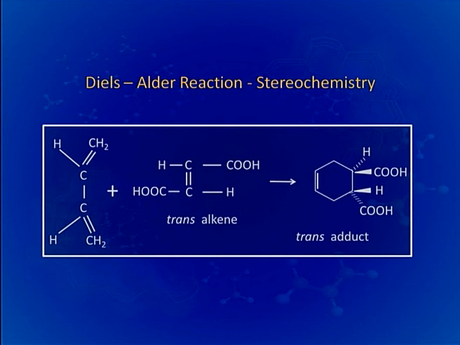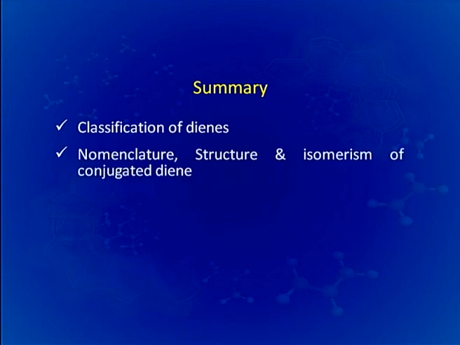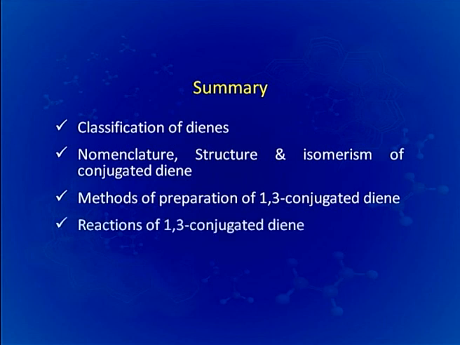So, now we have discussed all reactions of dienes and uses of the many important products formed thereafter. In this episode we have discussed classification of diene, nomenclature and structure of diene, and stereoisomerism of conjugated diene was also covered. We have also learnt methods of preparation of 1,3 conjugated diene, its industrial preparation, and reactions of 1,3 conjugated diene. Addition reaction, polymerization reaction and Diels-Alder reaction were also discussed.